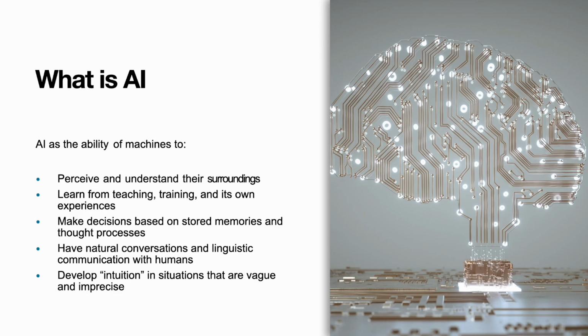So AI should be able to learn from teaching, training, its own experiences, should make decisions based on stored memories, should be able to talk. Your kid should be able to talk, right? And it should be able to develop intuition. If I ask AI, what do you think about this given the scenario, it should be able to respond with some reasoning.